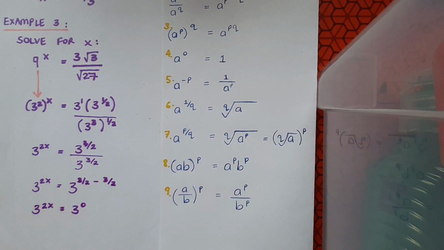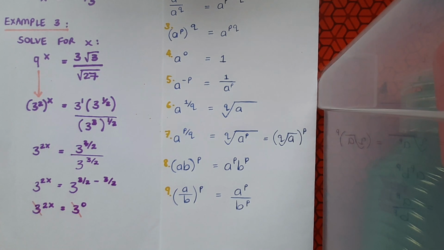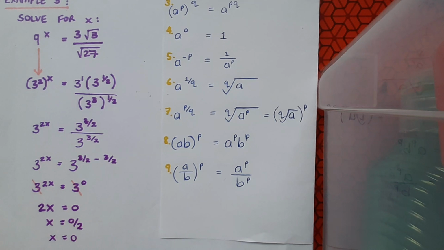Okay, so now I've got one term each side. They both have the same base. All the rules have been applied. I can cancel out the bases and work with just the exponents. So 2x equals 0. So I'll divide by 2, and I get a result in this case of x equals 0.